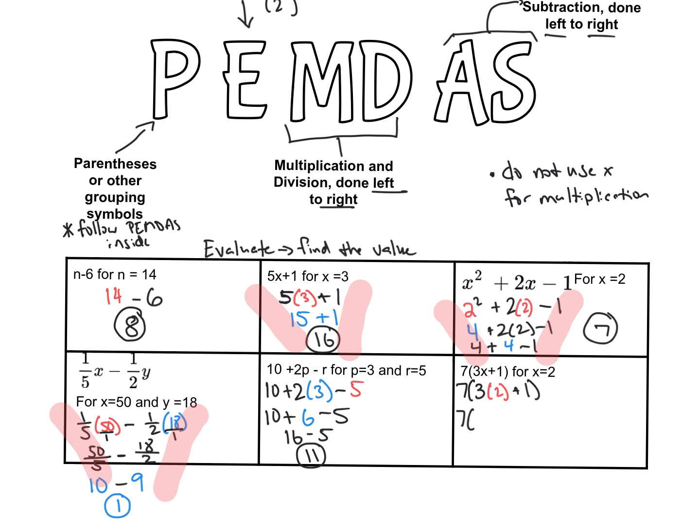So here the 7's going to stay, and then 3 times 2 is 6 plus 1. And then we have to simplify what's inside of parentheses first. So 6 plus 1 is 7, and then 7 times 7 is 49. So our final value is 49.